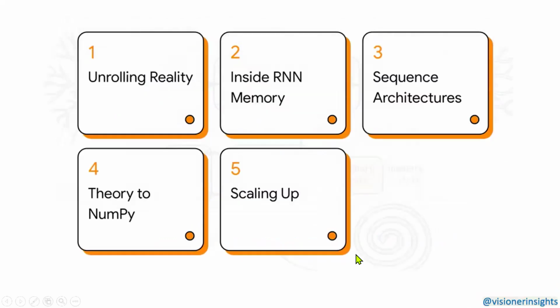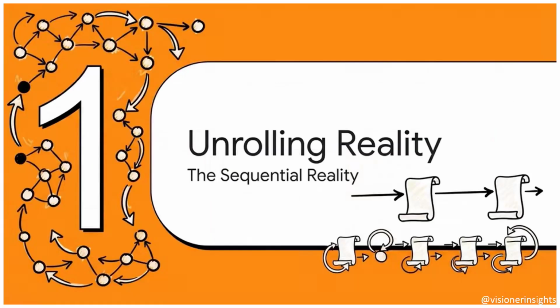Okay, let's dive right into our roadmap. We'll start with Section 1, Unrolling the Sequential Reality. Then Section 2, Inside the RNN Memory. After that, Section 3, Molding Sequence Architectures, followed by Section 4, Translating Theory to NumPy. And finally, Section 5, Scaling for the Real World. Let's get to it. Section 1, Unrolling the Sequential Reality.